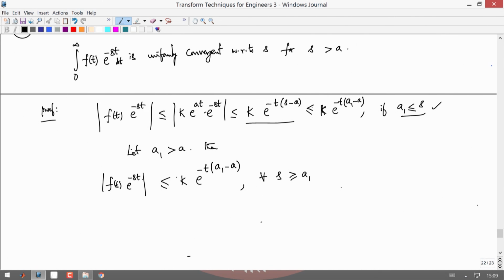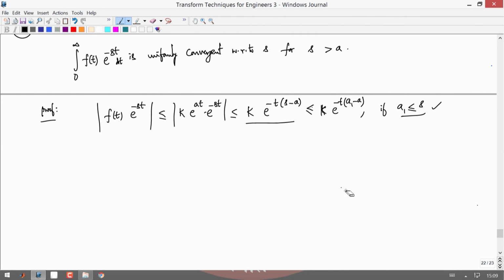So if I choose a1 bigger than a, then you can write this quantity like this, because s is bigger than a. Instead of writing this, you can just use this one, if s is bigger than or equal to a1, where a1 is bigger than a, let us say.